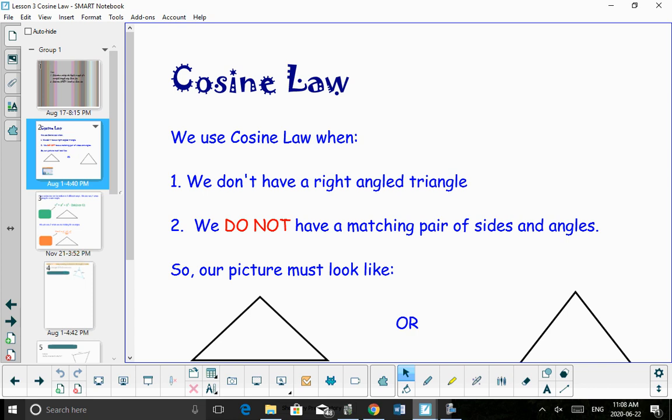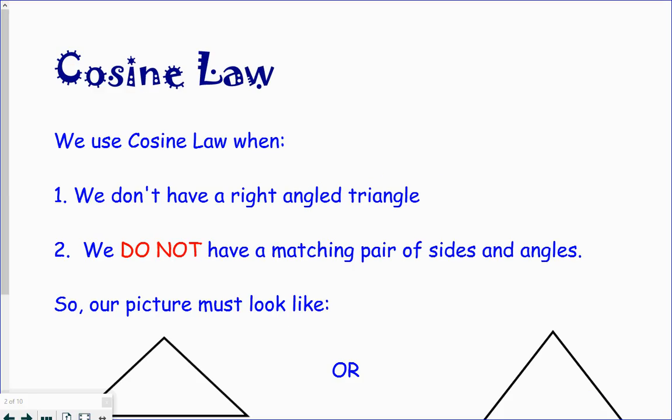So what we're going to talk about today is cosine law. So again, cosine law, when do we use it? Well, again, we use it when we do not have a right angle triangle. Okay, so no right angle triangles. And cosine law is if we do not have a matching pair.